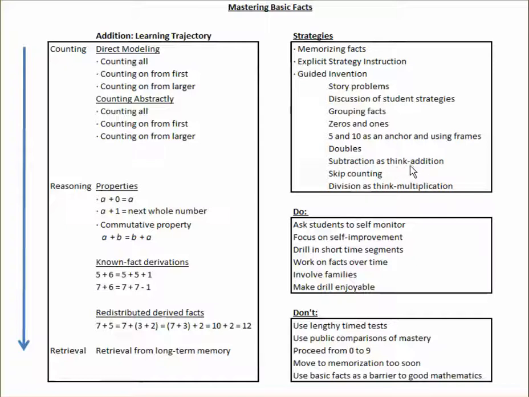Thinking of subtraction as addition is a powerful thing for students. So if I want to know what 7 minus 4 is, I ask myself 4 plus what is 7? Oh, it's plus 3, so my answer is 3. Same kind of thing for division and multiplication. 24 divided by 8 is what? Well, 8 times 3 is 24, so that's my answer. Those are powerful ways to think about those operations.